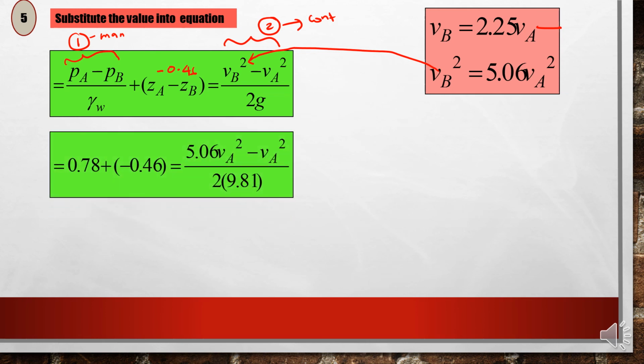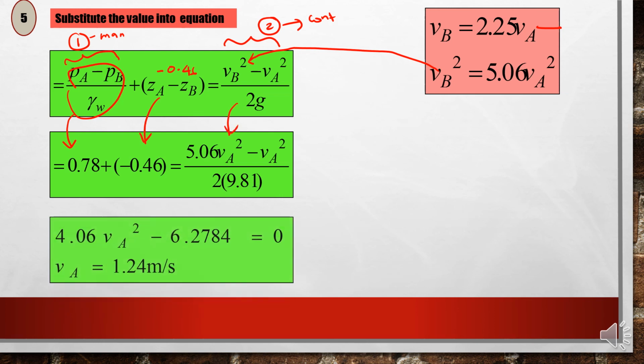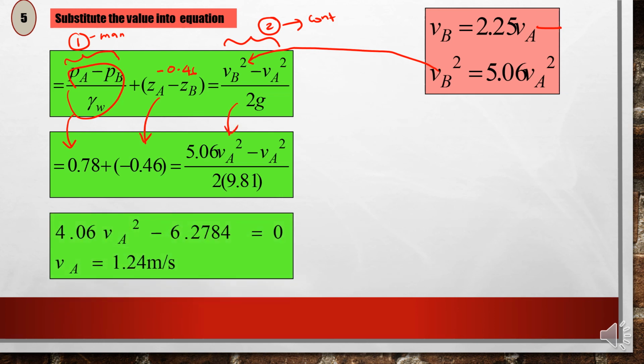Meanwhile, for the first term here, we got it from the manometer relation. We derived it already in the previous step, in which the first term is equal to 0.78. So we just substitute all the values, same as this one. So at the end we managed to get the V_A value. We solved the question, which asks you to determine V_A.